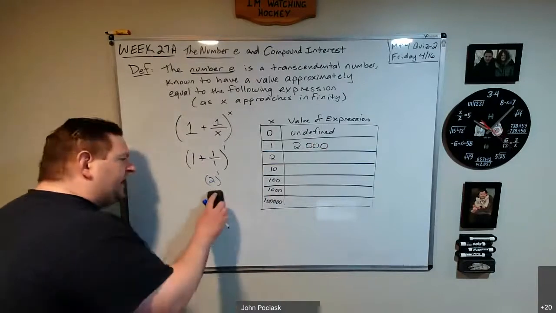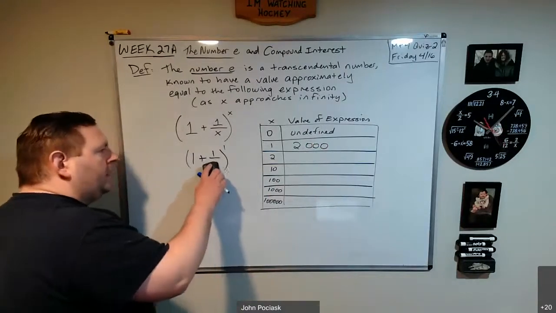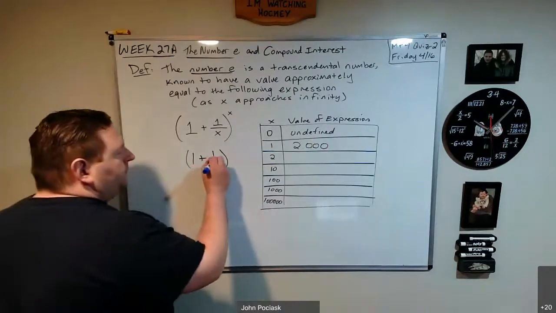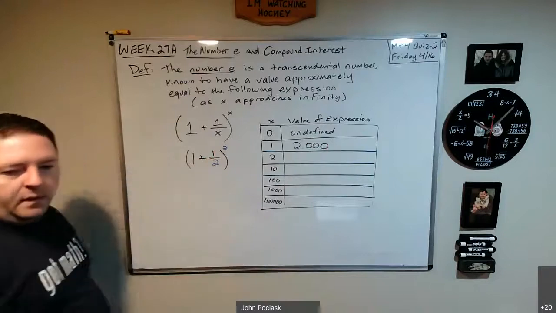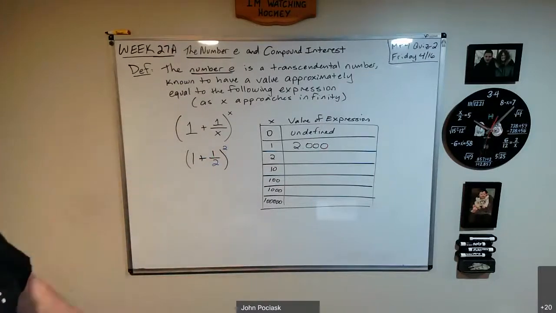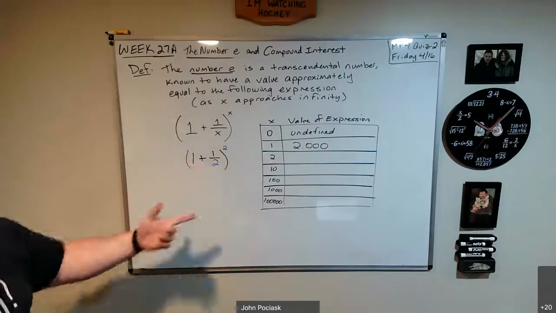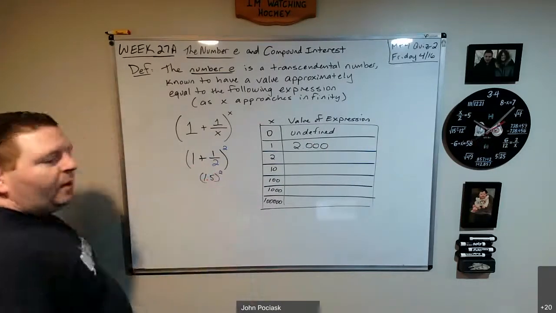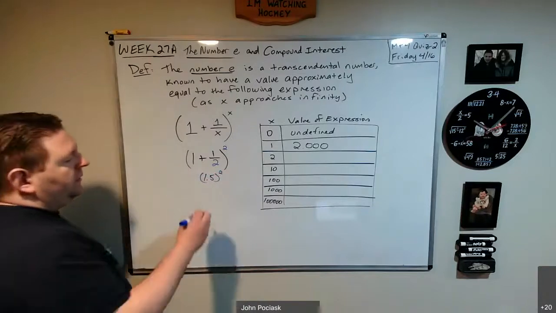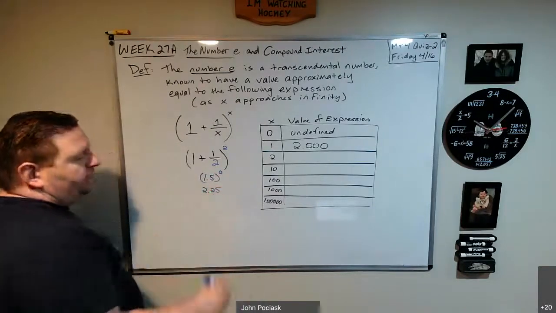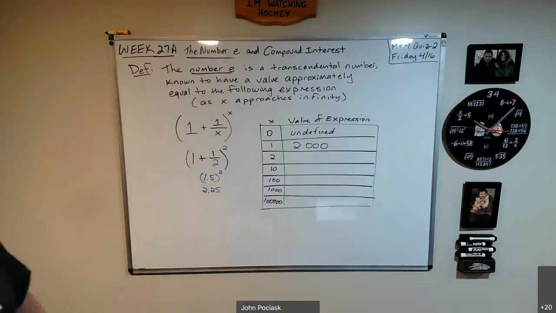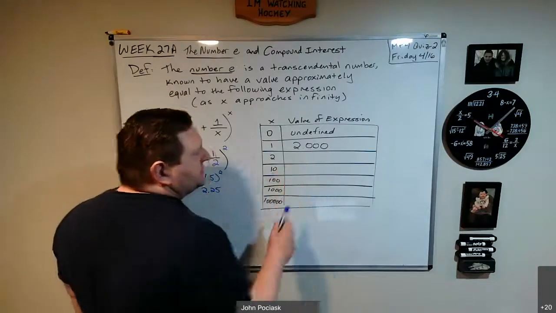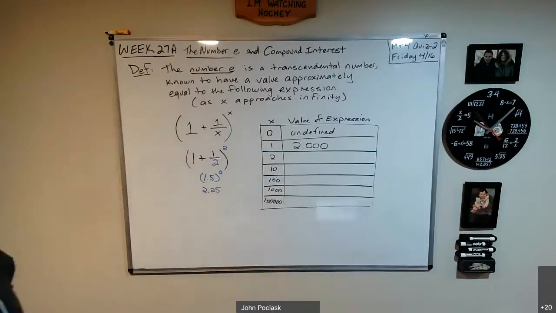All right, I'm going to erase that. Now I'm going to do 2. So I've got 1 plus a half. That's 1.5 for the second power. That's 2.25. I'm going to write it with an extra decimal place here. So 2.250.